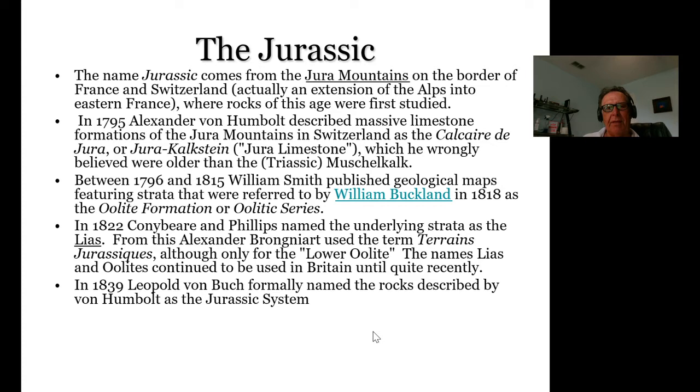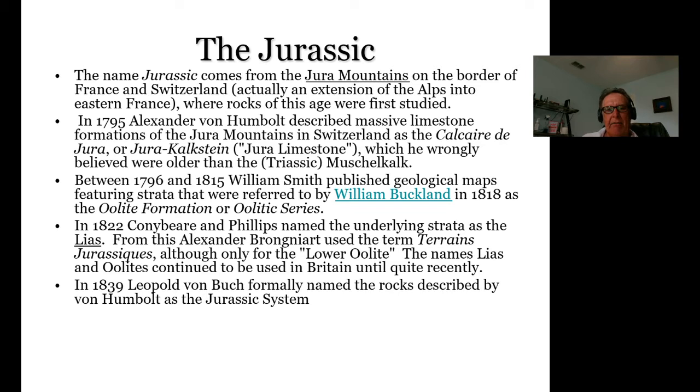The name itself, Jurassic, comes from the Jura Mountains, which are on the border of France and Switzerland, and they're part of the Alps. And this is where the rocks of this age were first studied. And in 1795, von Humboldt described the massive limestone formations in the Jura Mountains in Switzerland as the Calcaire de Jura, or Jura Kalkstein. Kalkstein is chalkstone or limestone.